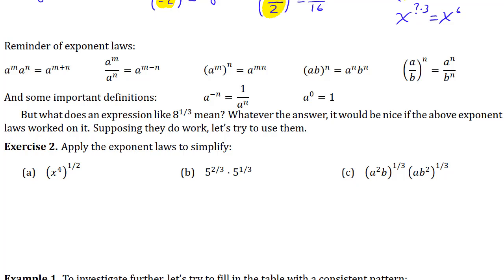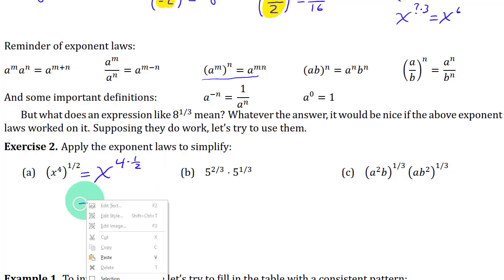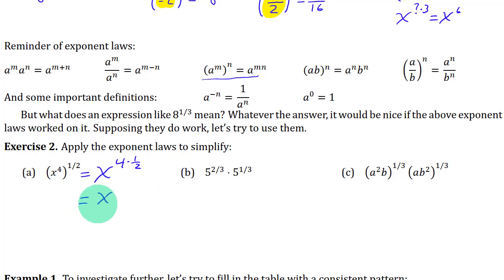So let's see, x to the 4 to the power 1/2. The rule that applies here is this third one. So we're going to multiply these and do x to the power 4 times 1/2. And 4 times 1/2 is 2. So that gives you x to the power 2. Okay. How about this one?